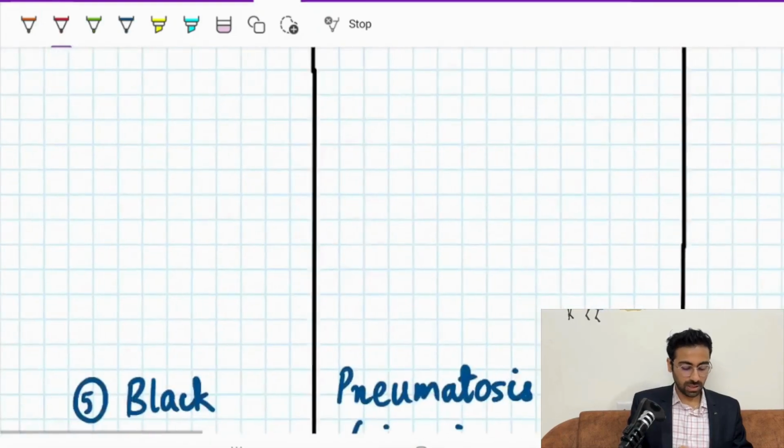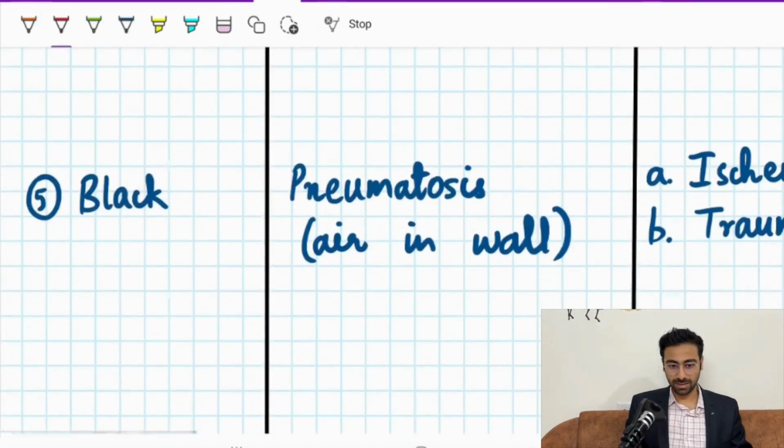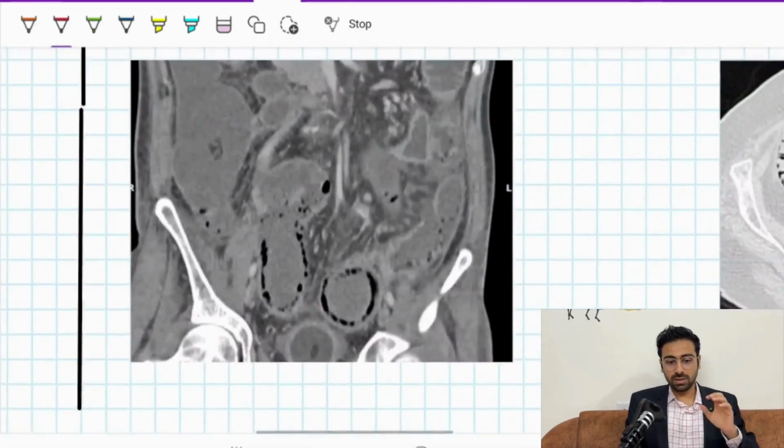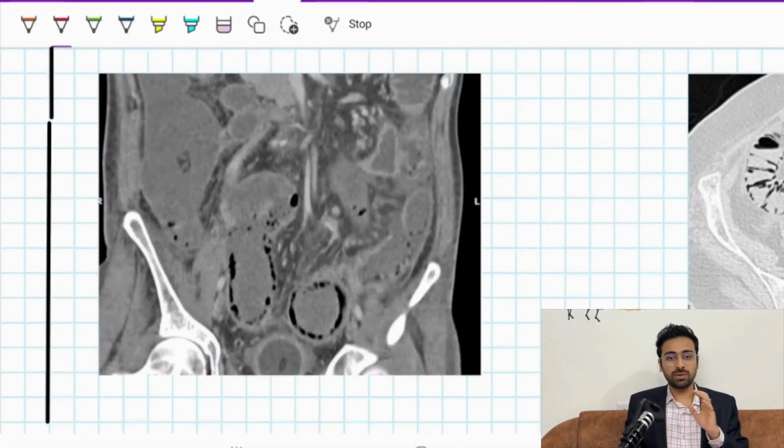Now coming to the last pattern of bowel enhancement, that is black. This is classically seen in pneumatosis, also meaning it is seen in ischemia and trauma. Here there is air in the bowel wall. Now what I want you to know is you have to sometimes adjust the window in order to see this air. Now, this is commonly seen in ischemia and trauma, meaning you should have a high clinical suspicion. If you get the proper history, you can definitely look for it. But if you don't get it, if you see hypodensity in the bowel wall, change the window and come across this particular finding.